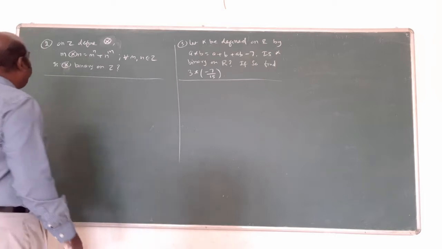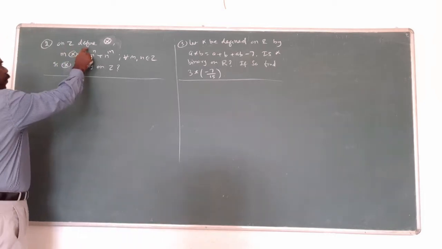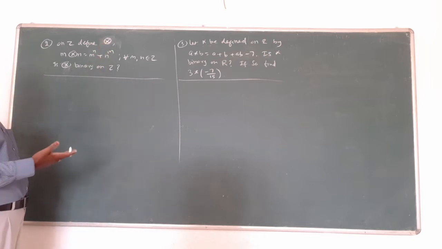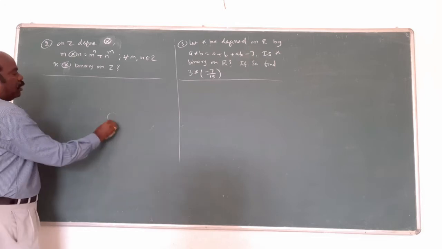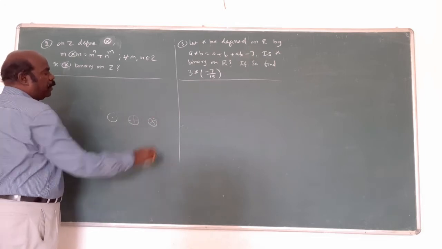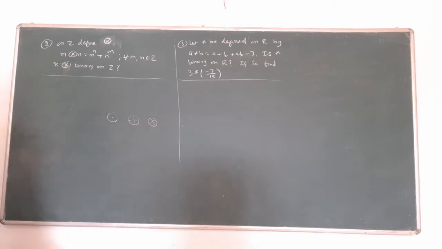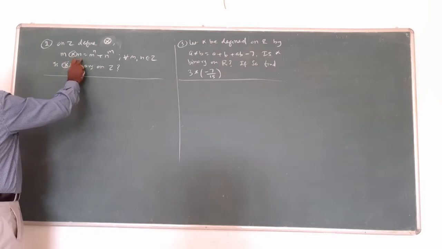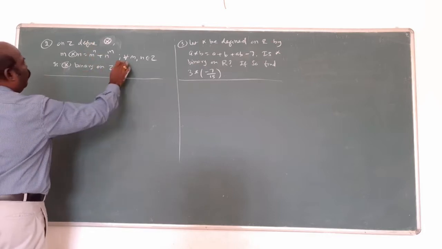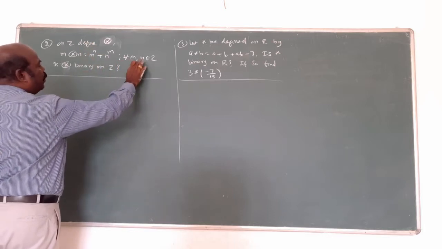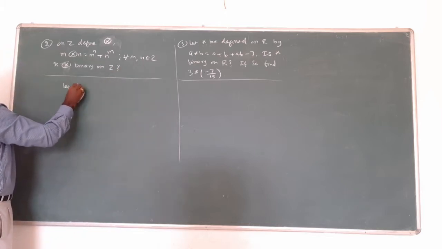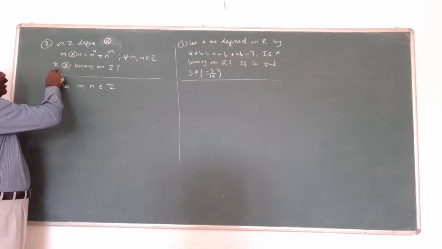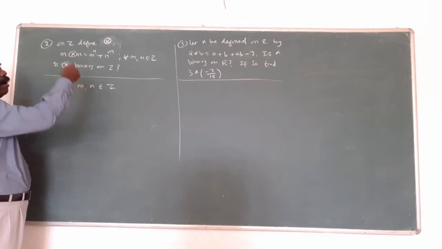Now question number 2. On Z, the integers, define circle multiplication. That means one symbol, like circle dot, circle plus, circle multiplication. That's one type of symbol, the binary operation. Now m circle multiplication n is equal to m power n plus n power m, for all m and n belonging to Z. Let m, n belong to Z. Now, is this symbol a binary operation or not?